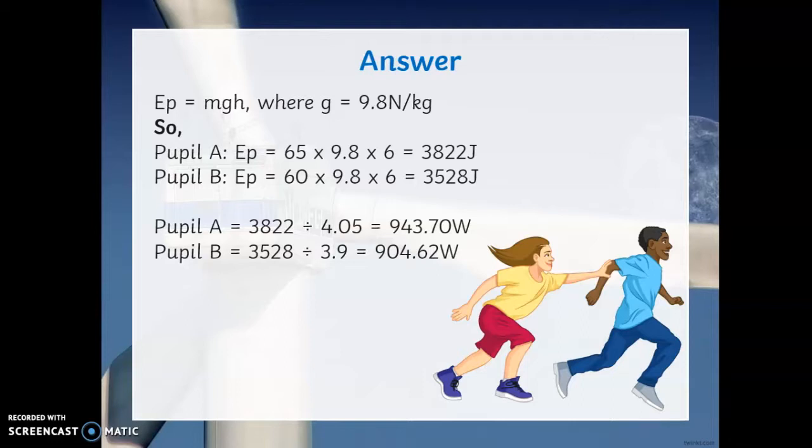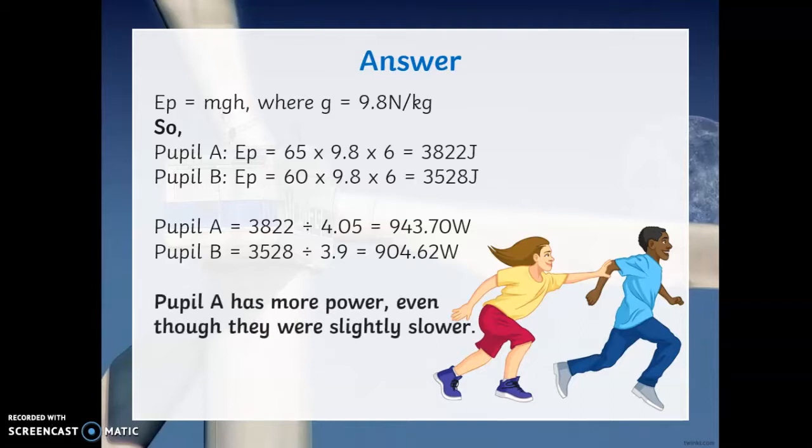Now notice, even though pupil B did it in less time, because their mass is so much smaller, when you do the calculation, pupil A is the more powerful one. So it's important that you do show your working out, do show your calculations, because it might not be the answer you are expecting.